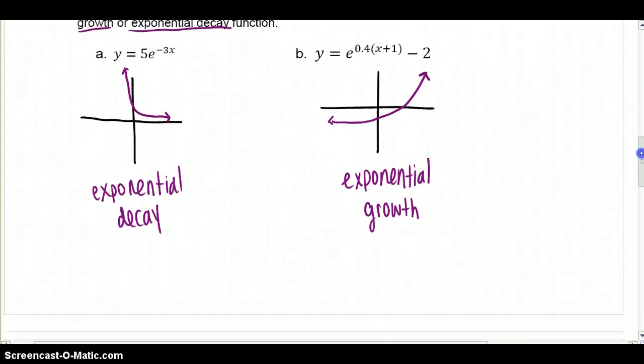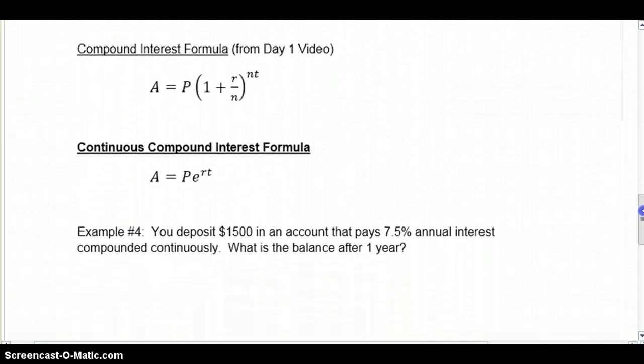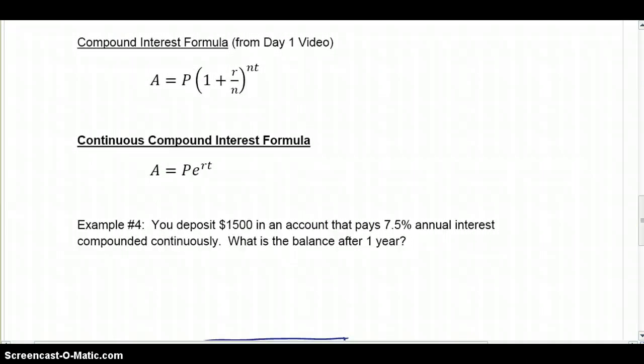Alright, let's take a look at some application problems. So go ahead and flip your page over. You can see at the top of the page we have the compound interest formula. Now that's from the very first video and also a little bit in the second video where we talked about how we can find a final amount that you end up getting in an account depending on the type of interest you've got. Well, today we're going to do some more stuff with interest, but we're going to talk about a new formula.